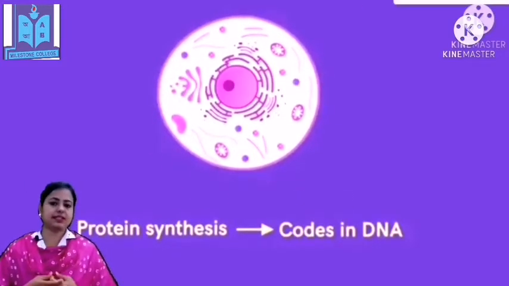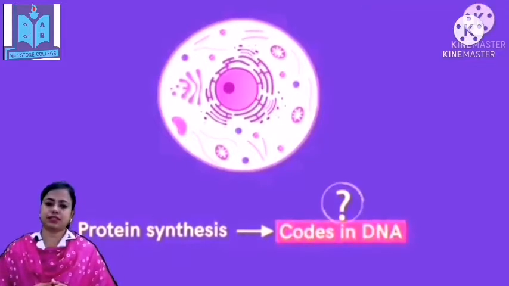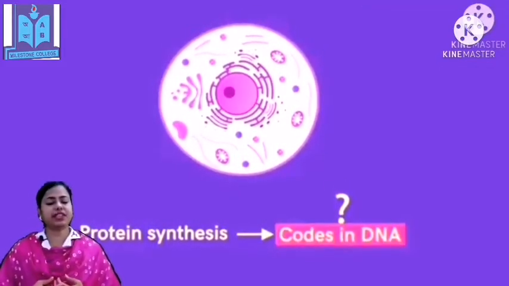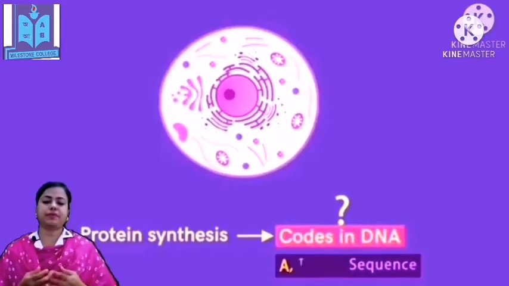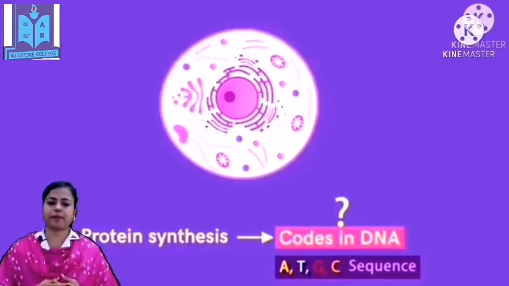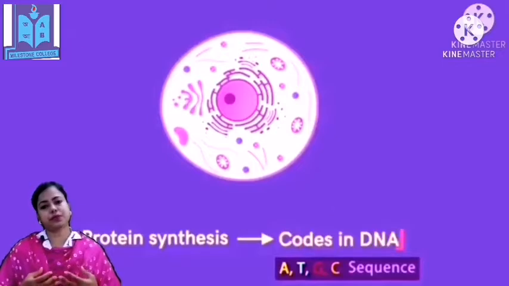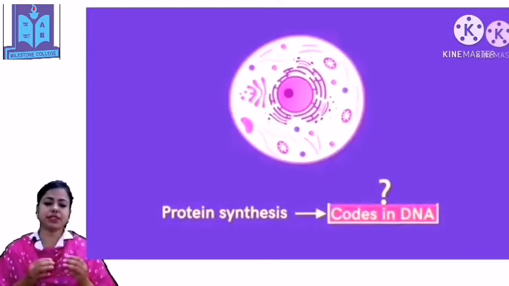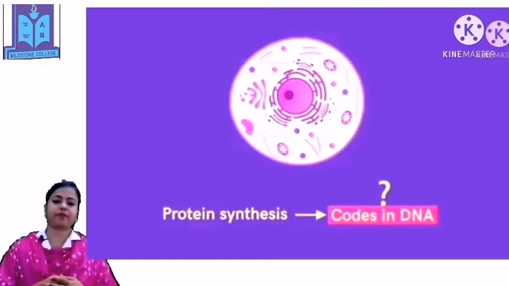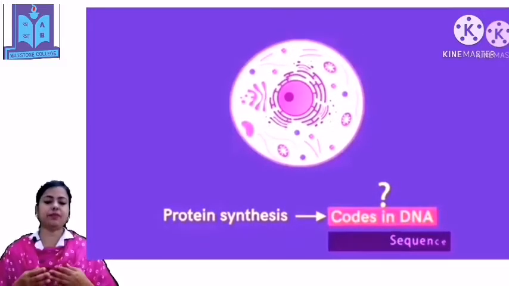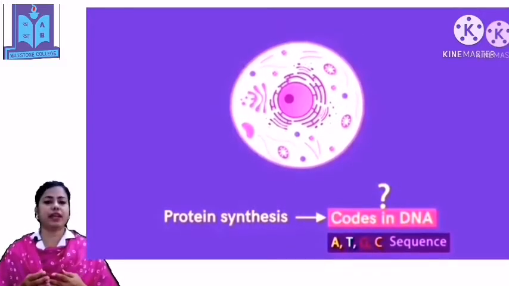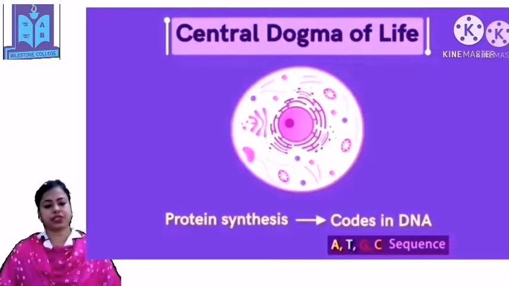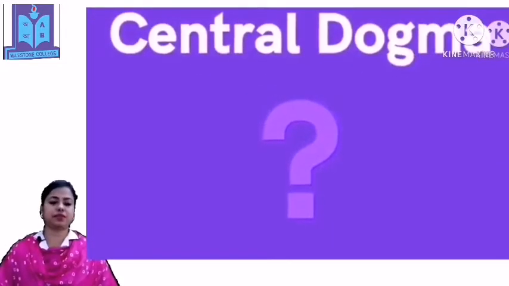Similar strategies are used by cells. The most important task for a cell is protein synthesis, which is based on codes in DNA. But how are these codes read? What's the process that helps decode the language of protein synthesis, merely by the sequence of A, T, G and C? The answer to all these questions lies in the central dogma of life.